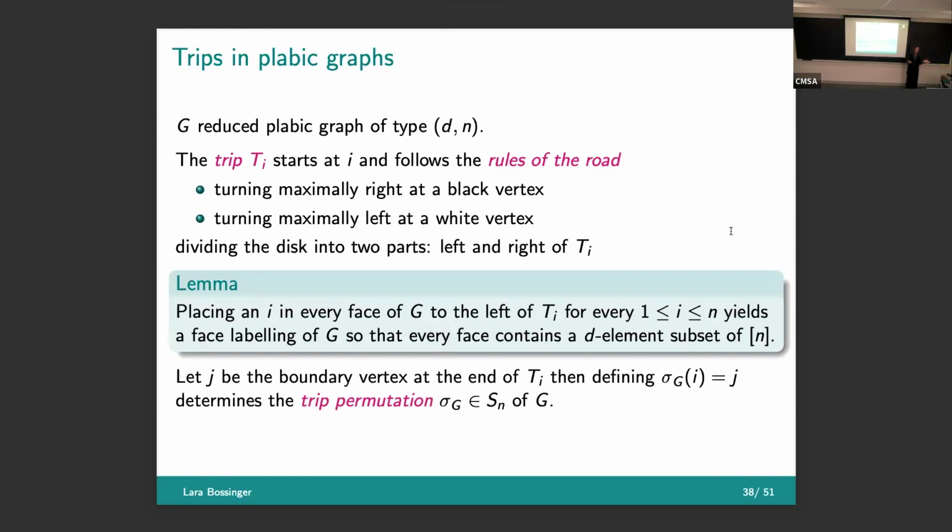And the lemma here says, and you can check that as an exercise, I can give you a reference, that doing this for every i, walking through all the trips, will result in a face labeling where every face has exactly d many indices. So I associate this way d-element subsets of 1 to n to every face in my Plabic graph that was of type Dn.